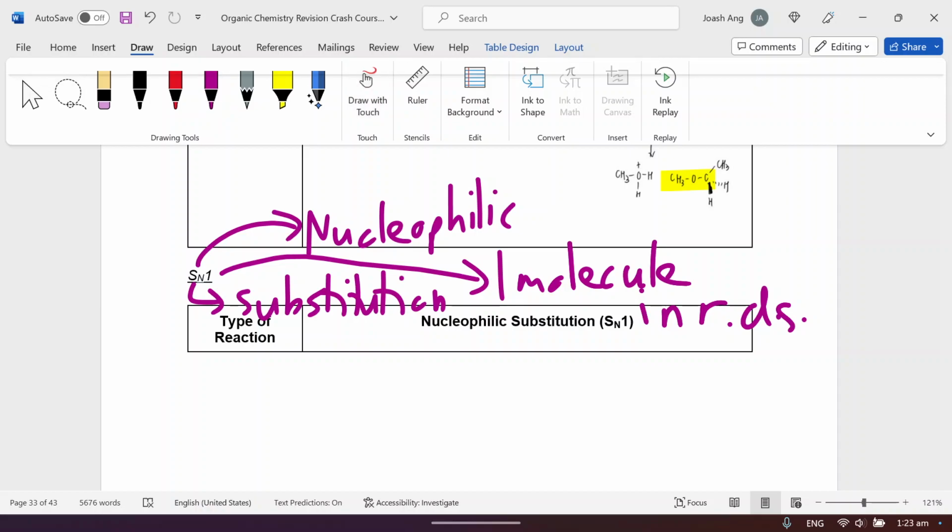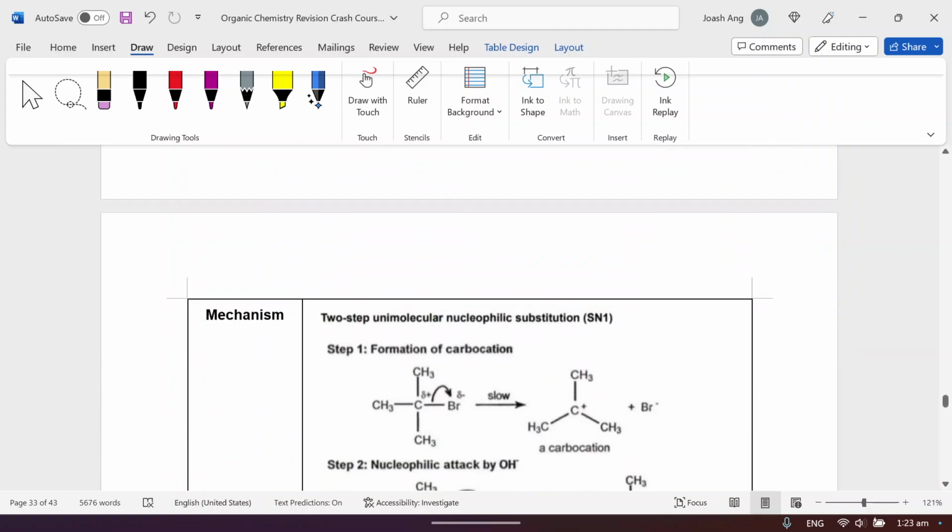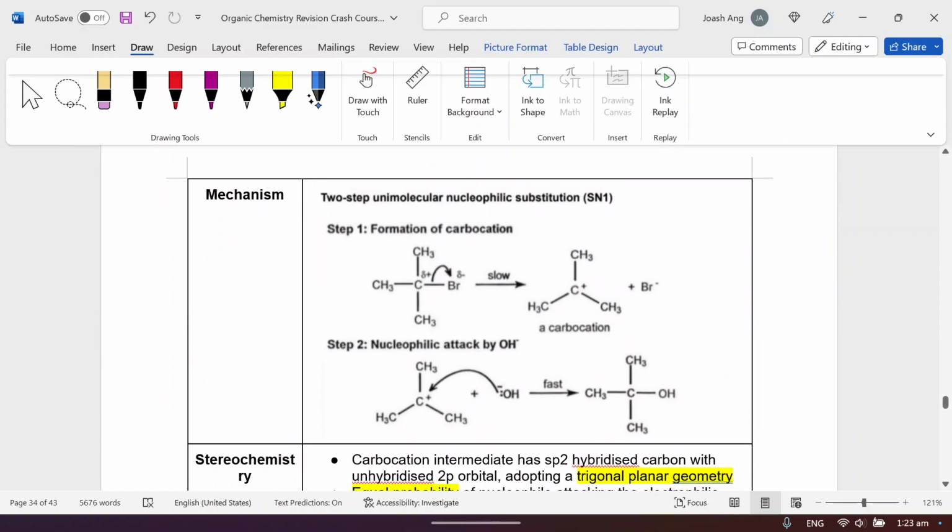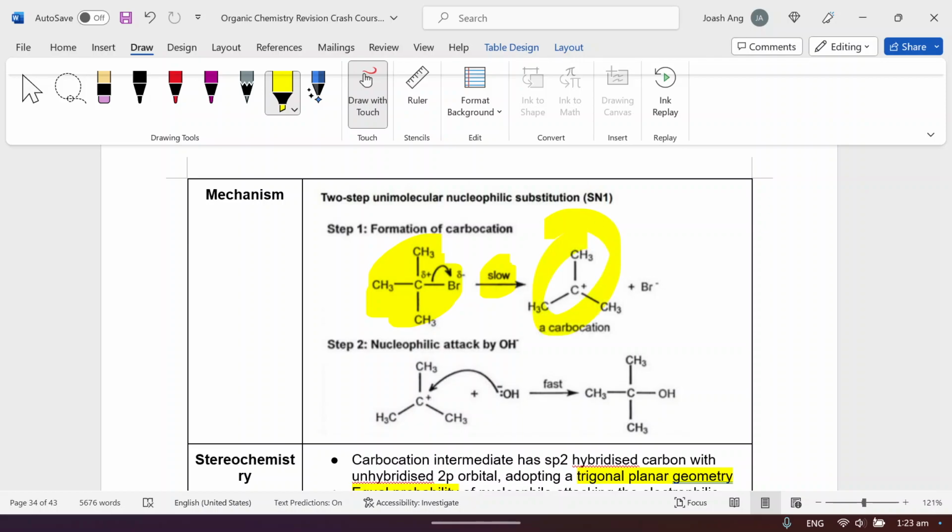So in a sense, this is actually a unimolecular reaction whereby only one molecule is in the rate determining step. It's not the nucleophile. So you can see the heterolytic fission of the C-Br bond is slow because you're breaking a bond which requires high activation energy, forms the stable carbocation and the Br minus as a stable leaving group, and then the nucleophile will attack in the second step, where it's a fast step because the positively charged carbocation is strongly attracted to the negatively charged hydroxide ion.